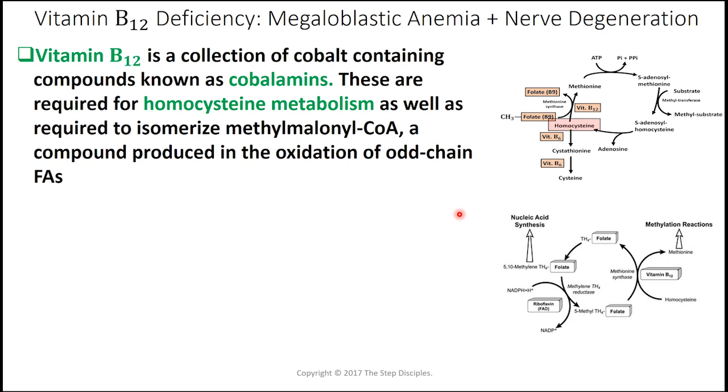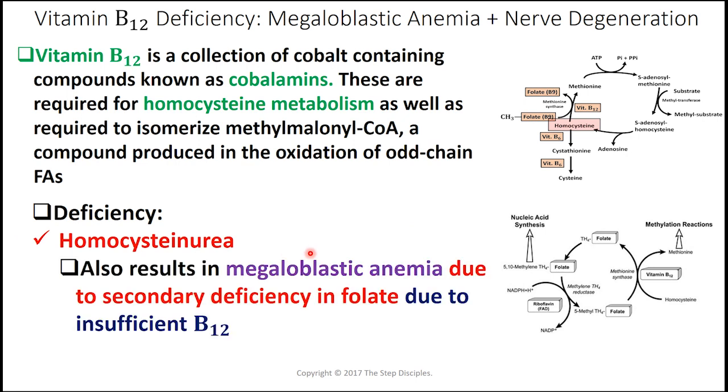These are required for homocysteine metabolism as well as required to isomerize methylmalonyl-CoA, a compound produced in the oxidation of odd-chain fatty acids. So deficiency. You already know it's involved in the breakdown of homocysteine, so if you have low levels of vitamin B12, you're going to get hyperhomocysteinuria. You already know that. And that should say hyperhomocysteinuria, not homocysteinuria.